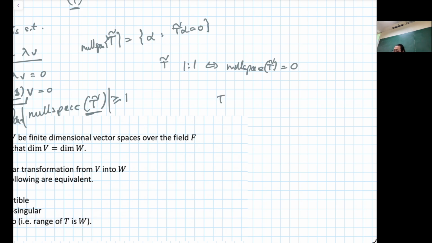Right. So if T tilde alpha was the same as T tilde beta, then alpha minus beta acting on T tilde is what? Is 0. So the null space is non-zero. Right? Is that okay?